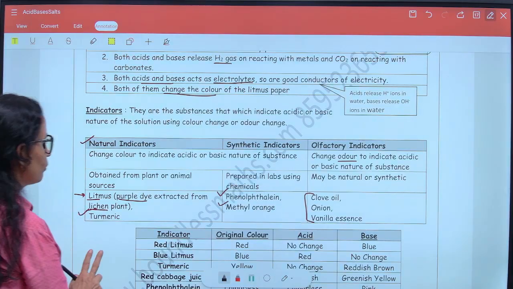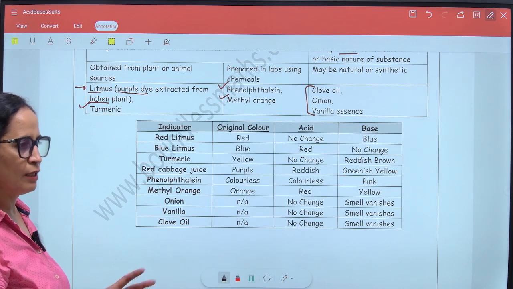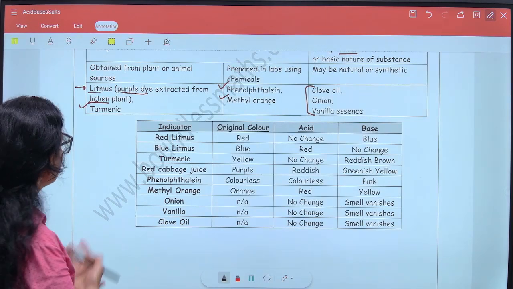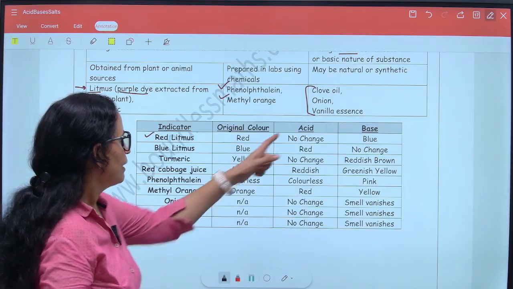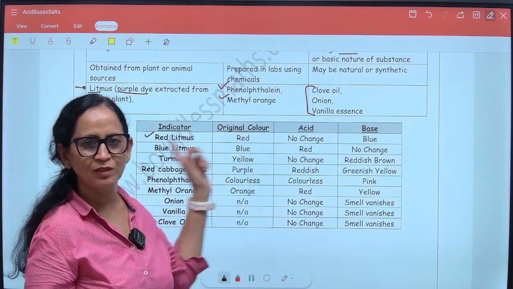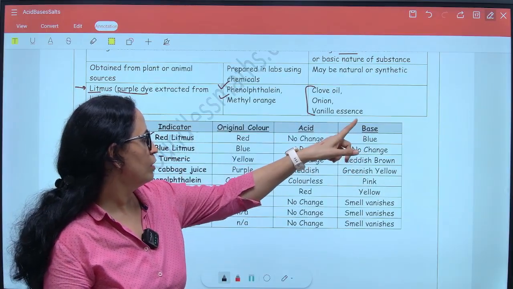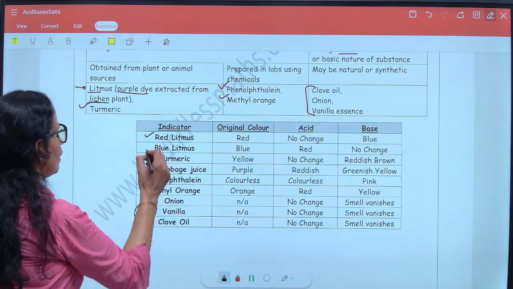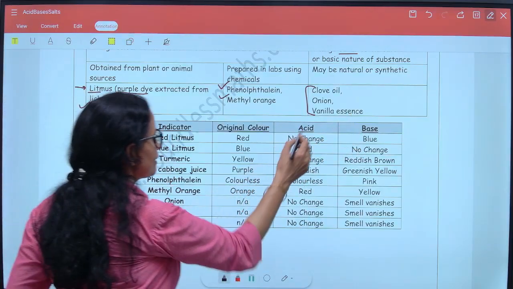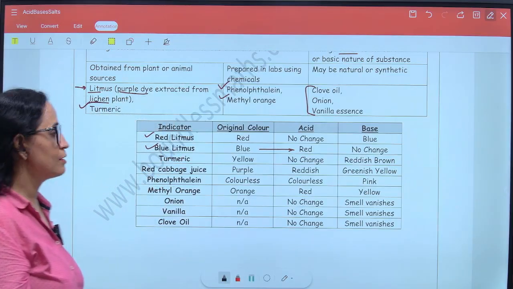So let's have a look at how acids and bases show change in color or change in smell with these indicators. The first one is red litmus. Acids do not show any change with red litmus, but bases change red litmus to blue. Blue for base, B for blue and B for base. Blue litmus. Acids change blue litmus to red, whereas there is no change in case of a base on blue litmus.